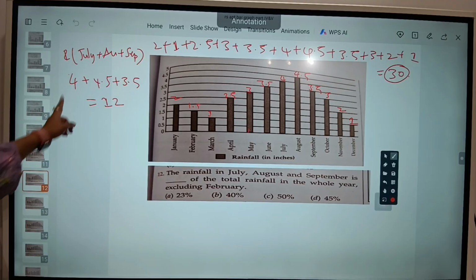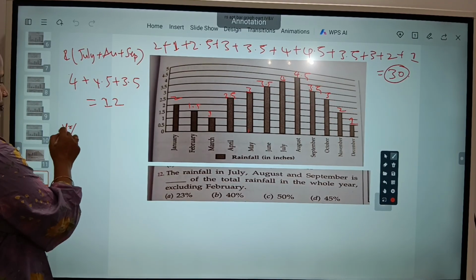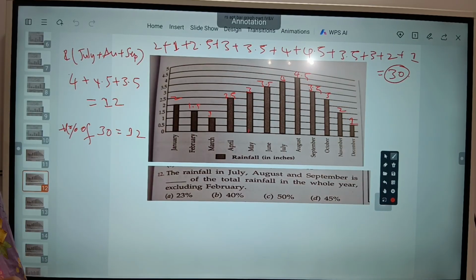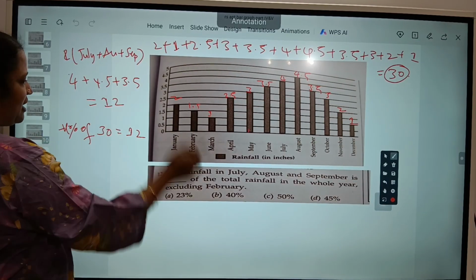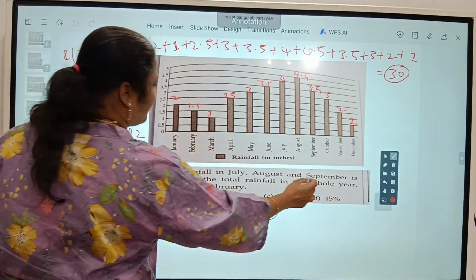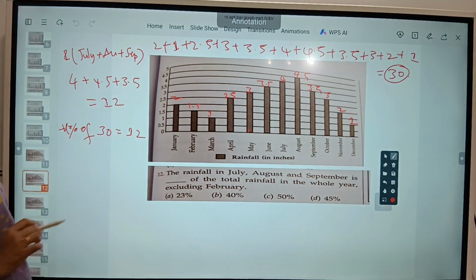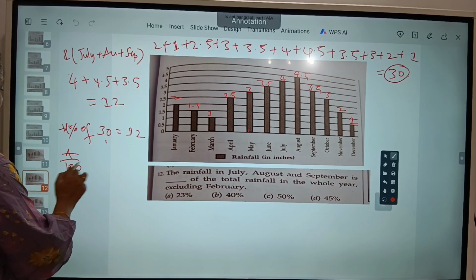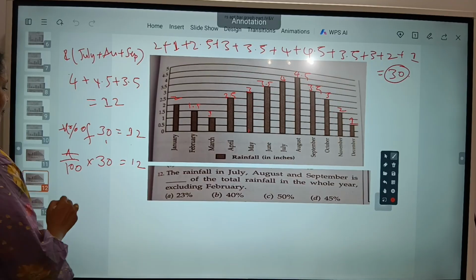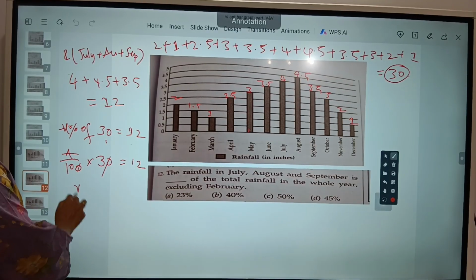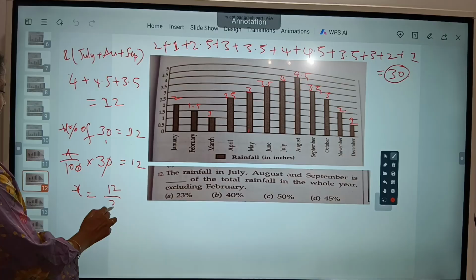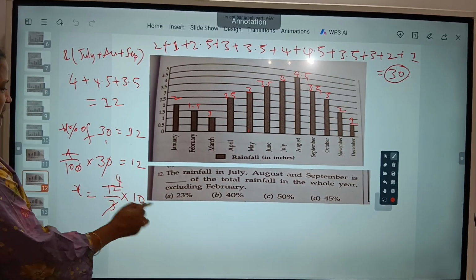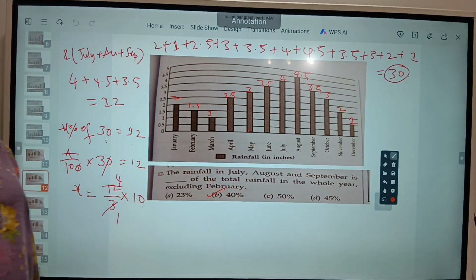Now we have to do X% of 30 is equal to 12. This we have to solve. The rainfall in July, August, September is dash percent of rainfall in the whole year excluding February. That is 30, this is 12. So X by 100 into 30 is equal to 12. Now the zeros cancel here. X will be equal to 12 by 3 into 10. So 3 fours are 12, 4 tens are 40%. So the answer will be B, 40%.